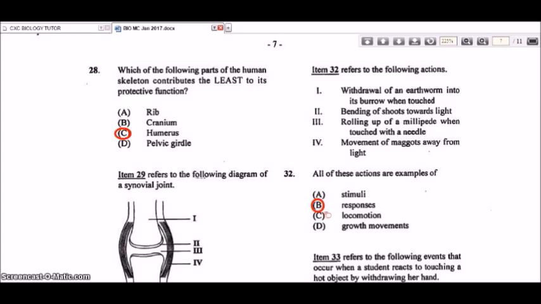So stimulus is any change in the environment. So the two stimuli there are light and touch. So they have to be responses. That is the correct answer.